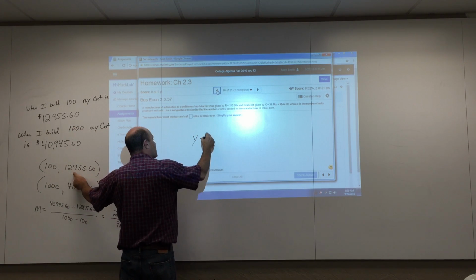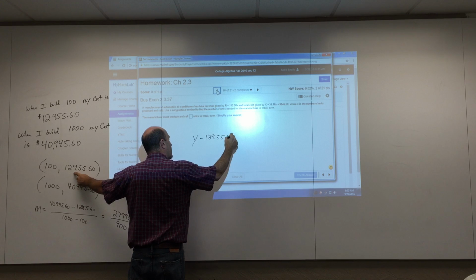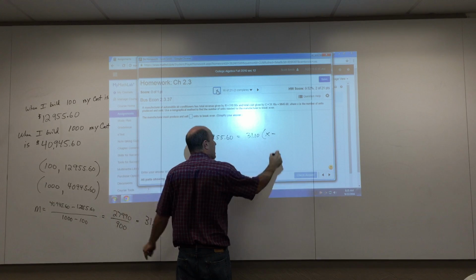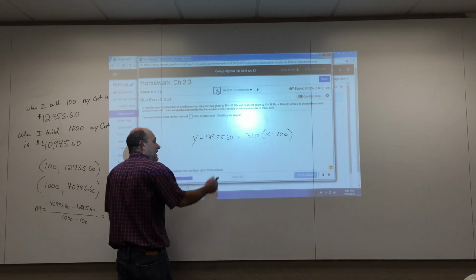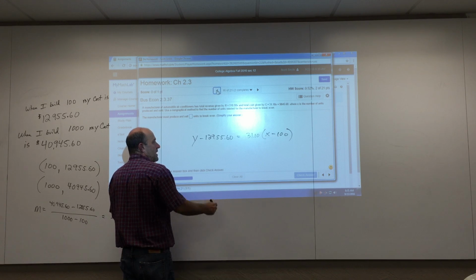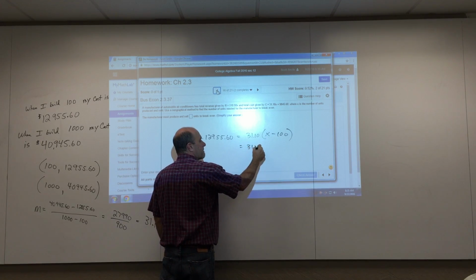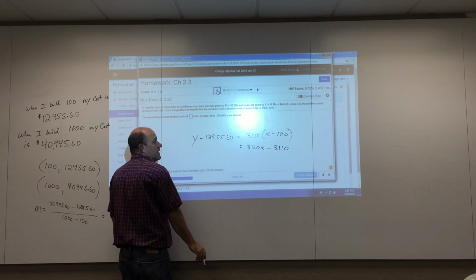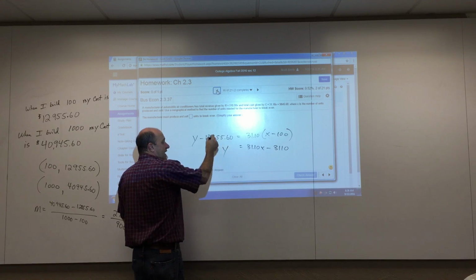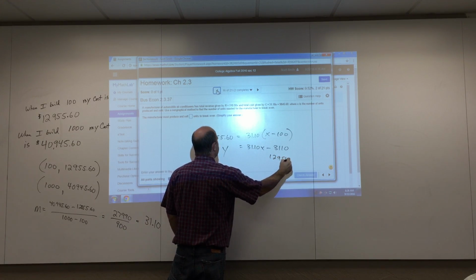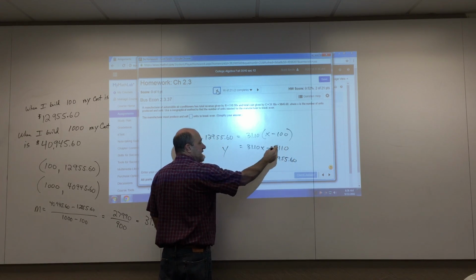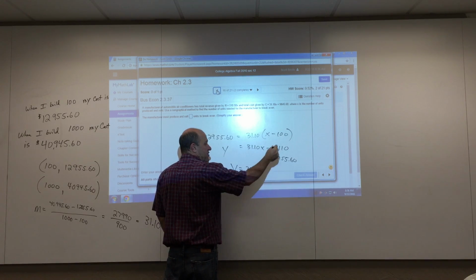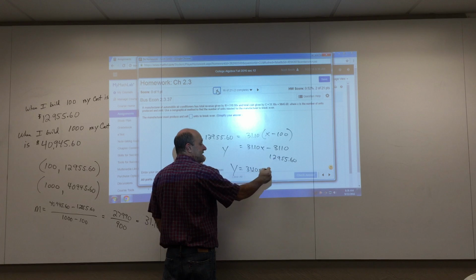Y minus, I'm going to use this y value, equals the slope, 31.10, times x minus that x value. And I'll get the cost equation. I'll distribute the 31.10, and I'll multiply by 100. That's 3110. When you multiply by 100, the decimal moves over. I think I'll add this 12,955.60 to this negative 3110, and so y equals 31.10x. And when you add this with this negative number, what do we get?